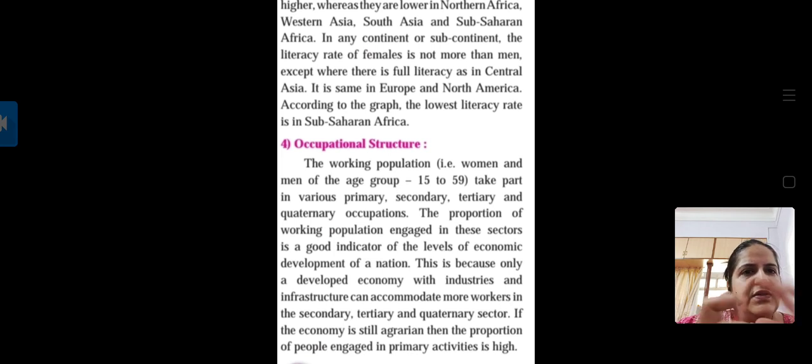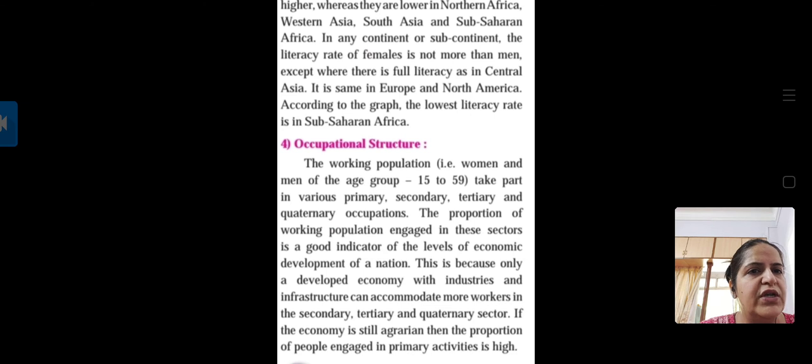Occupational structure. The working population of men and women in the age group of 15 to 59 take part in various primary, secondary, tertiary, and quaternary occupations. In the previous topic, population part 1, I spoke to you all about how occupations are segregated. Primary is related to natural resources, I repeat, fishing, farming. Secondary is manufacturing. Tertiary is the service sector; a teacher is in the service sector. Quaternary is at the highest top level, where it involves a lot of research.